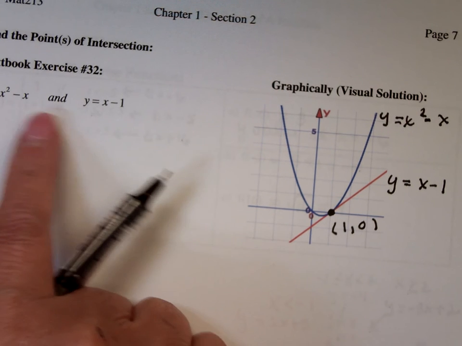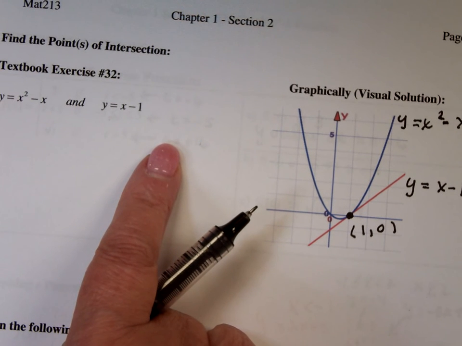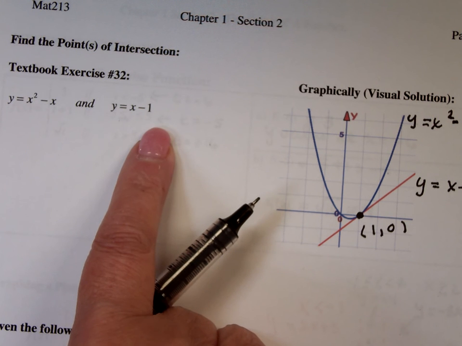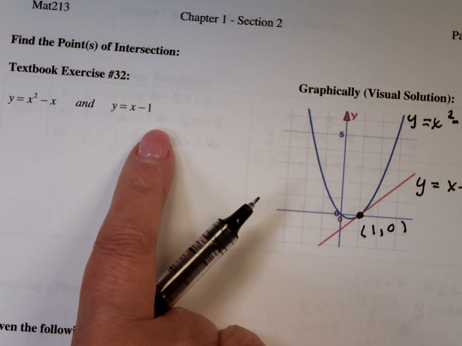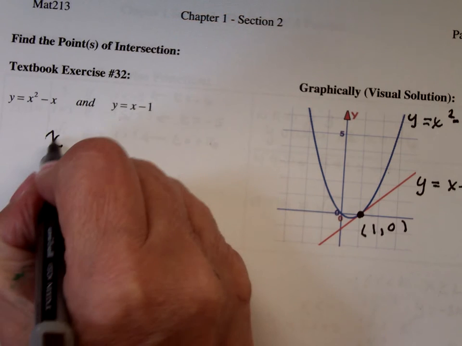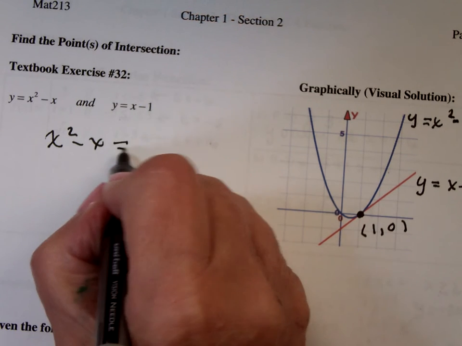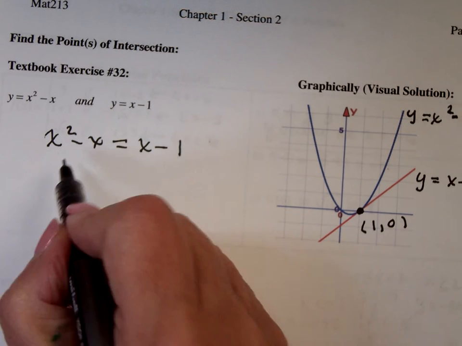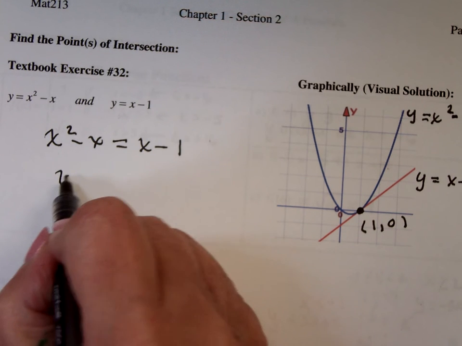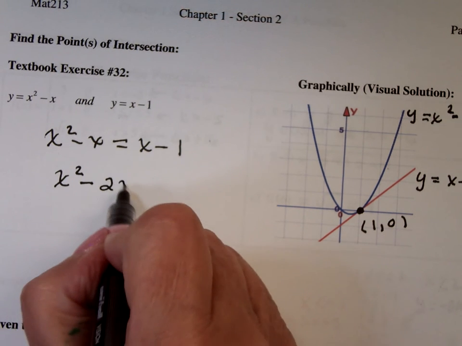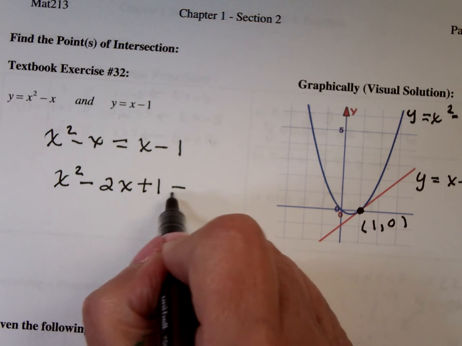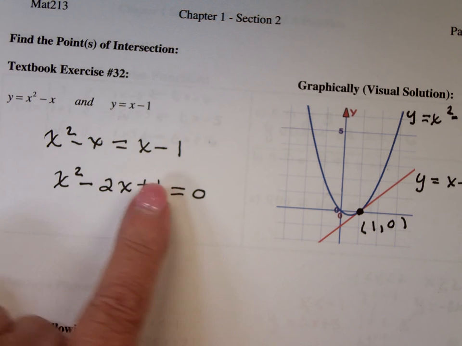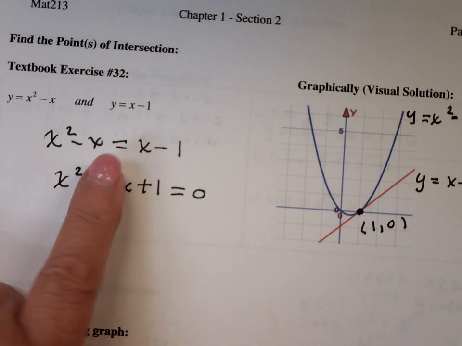So what does it mean? It means that these two guys are equal. They have the same x. In fact, they share the same y value and they share the same x value. That's what intersection means. So that would mean that x squared minus x has to be equal to x minus 1. Or, bringing everything to the same side, x squared minus 2x plus 1 equals 0. So I subtracted x from both sides, and I added 1 to both sides.